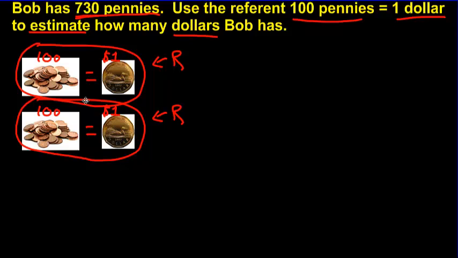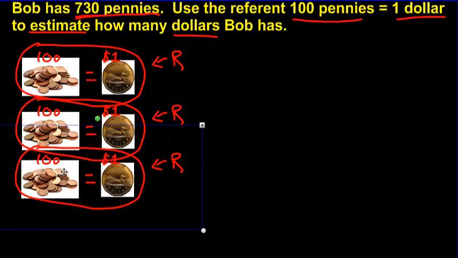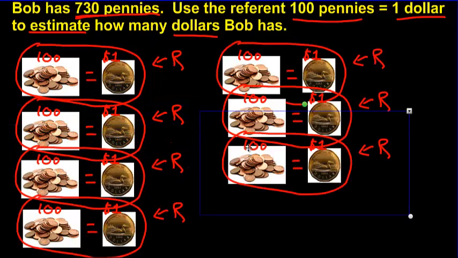But Bob has 730, so I'm going to keep going. Let's keep doubling this up. So I'll put this one here. Now they have 300. Now look, I don't want to go over 700, because I've got 700 pennies here. If you counted them all, there's 700. That's pretty close to 730. I'm going to stop right here and say that Bob has approximately how many dollars? Bob has $1, $2, $3, $4, $5, $6, $7. He has approximately $7, and we're going to write about $7.